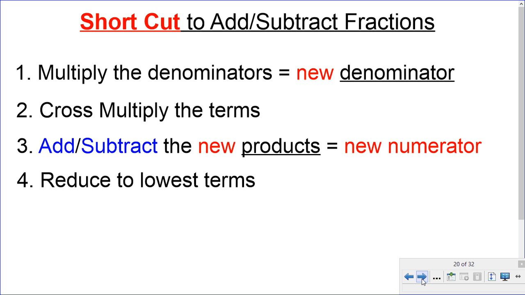Well, I have a shortcut to adding and subtracting fractions I want to share with you. First step is multiply the denominators, and this will give you a new denominator. Step 2, cross multiply the terms. Step 3, add or subtract the new products, which will give you a new numerator. And step 4, reduce to the lowest terms. So I'd like to demonstrate that to you, and this way it'll save you a lot of time on all the steps I just read to you.